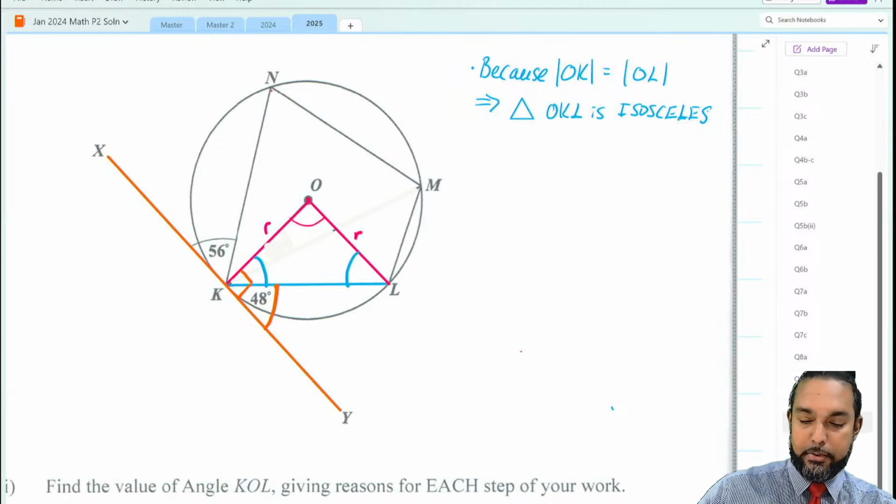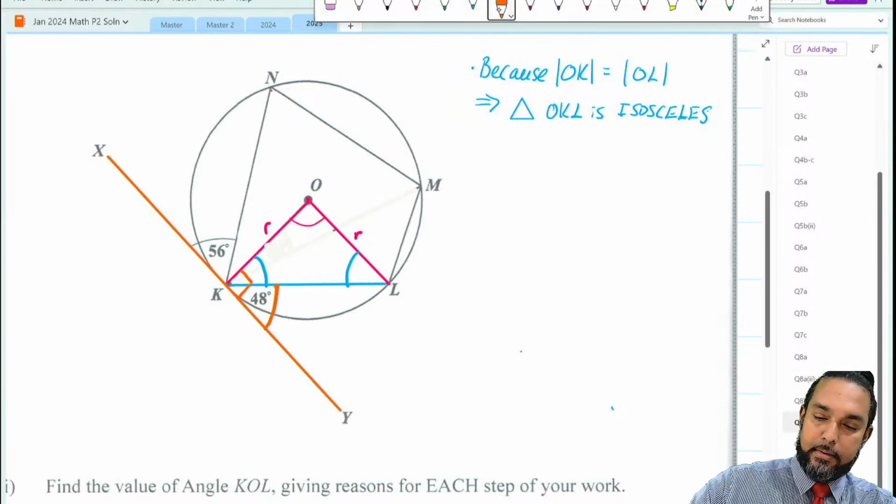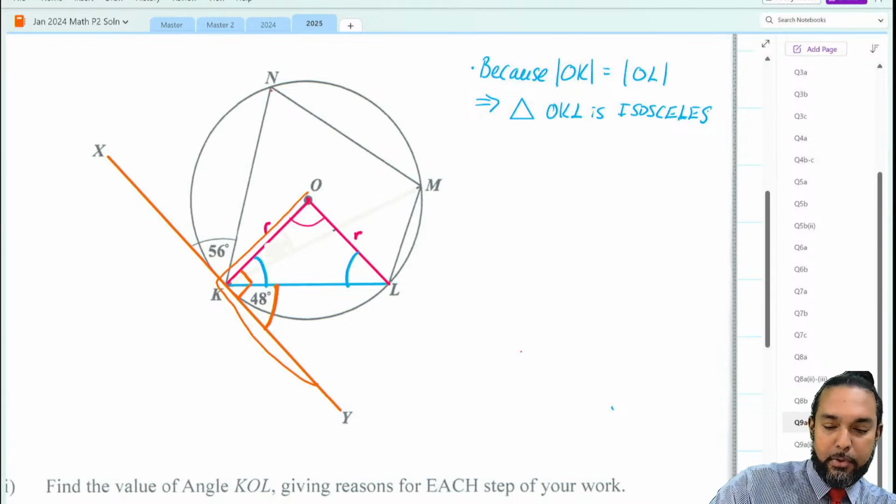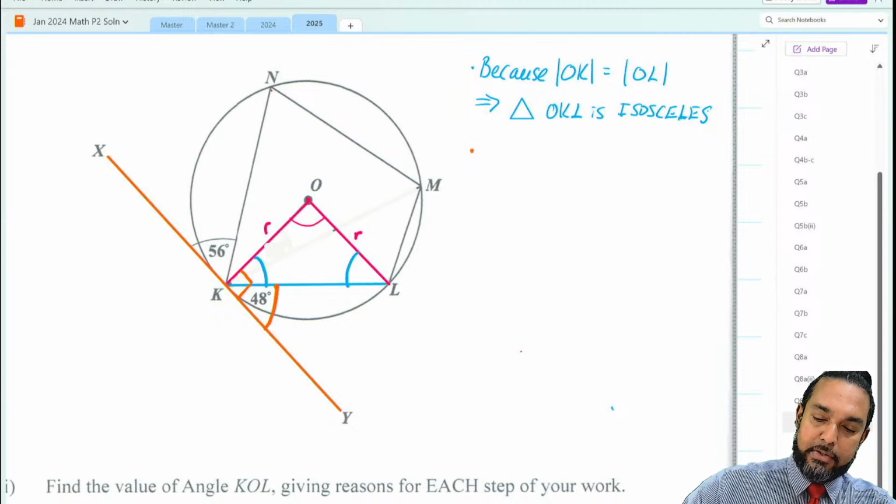Now we also know that the whole angle between radius and tangent is 90 degrees. So OKY, which is angle OKY, is equal to 90 degrees, and the reason is because angle between radius and tangent.